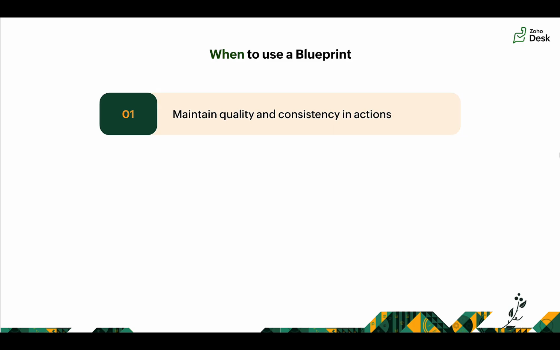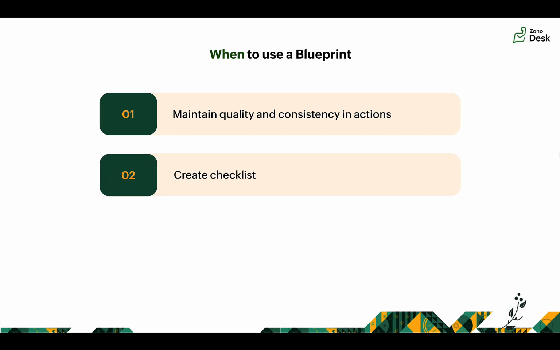You can use a blueprint if you want to ensure consistent service quality by standardizing how every task should be performed. For instance, in an online food ordering process, every order follows the same steps, such as order confirmed, food prepared, out for delivery, and so on. This consistency ensures that every order is managed with the same level of care, upholding service quality.